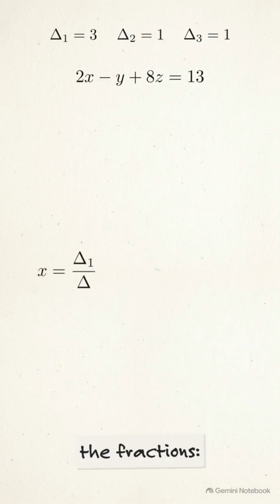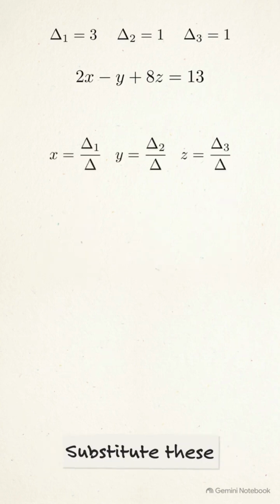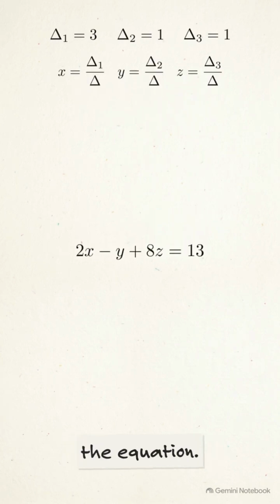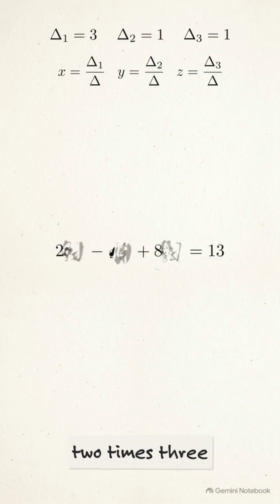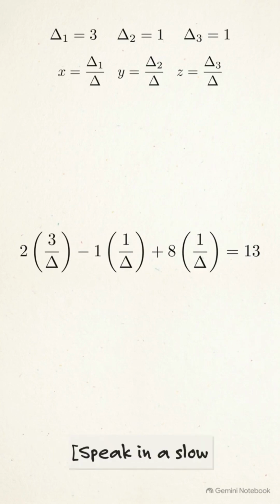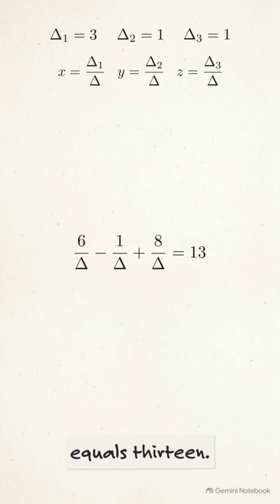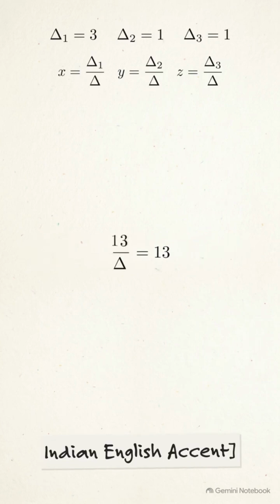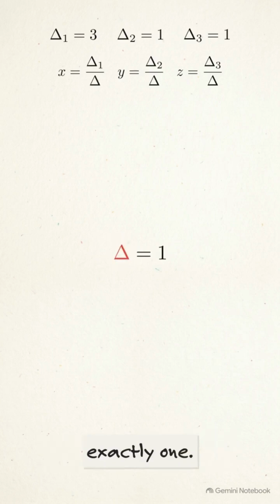Recall the fractions. X is delta 1 by delta, y is delta 2 by delta, and z is delta 3 by delta. Substitute these directly into the equation. This collapses a 3-variable problem into one algebraic equation. Plug in values. 2 times 3 by delta minus 1 by delta plus 8 times 1 by delta equals 13. Simplifying gives 6 minus 1 plus 8 over delta equals 13. So 13 by delta equals 13. Therefore, delta is exactly 1.